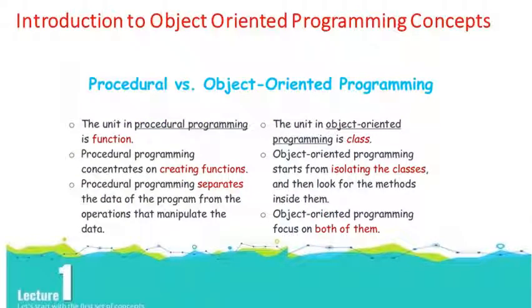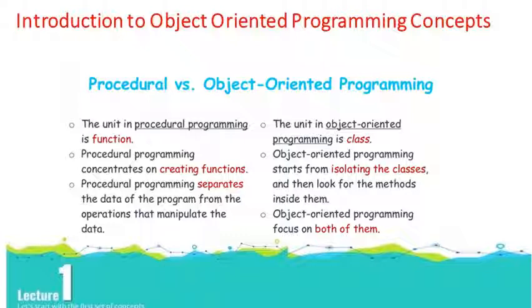In the procedural programming, we have the unit as the function, whereas in the object oriented programming, a class is the unit. What is a class? We'll discuss in the later part of this. Now the second point, procedural programming concentrates on creating functions. As I mentioned earlier, the entire program is divided into small functions. Whereas in the object oriented programming, the programming starts from isolating the classes.